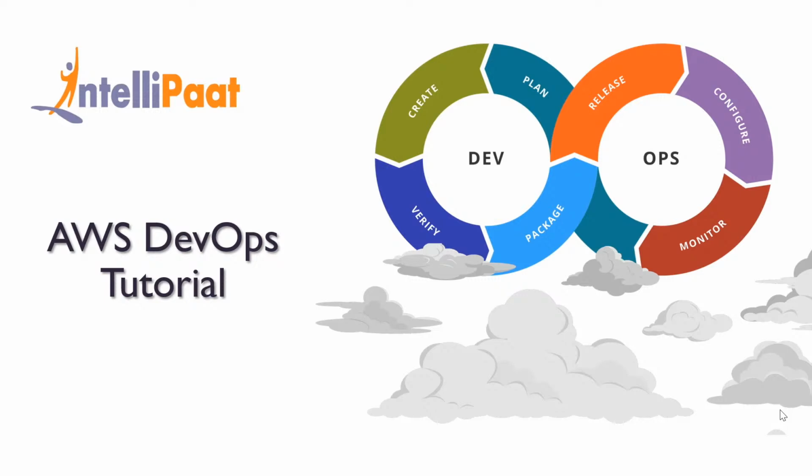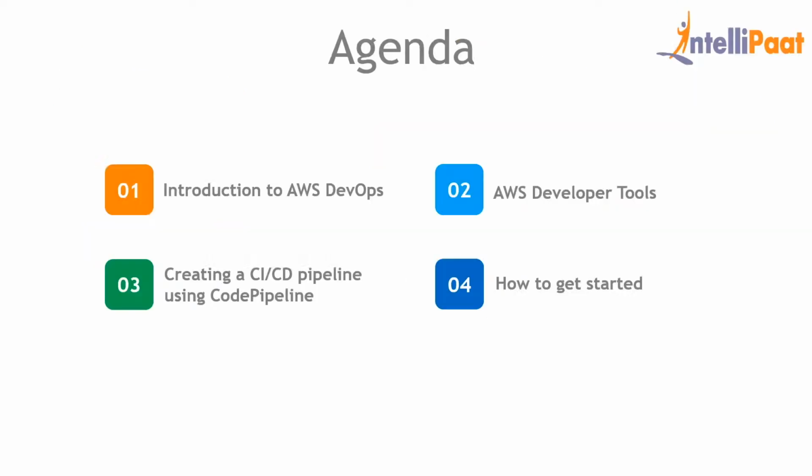First, let's look at the agenda of today's session. We'll start off with the introduction to AWS DevOps, because in the last session, the 6 p.m. session, we already saw what is AWS and what is DevOps. So I think you have an idea about that. Once the introduction is done, we'll move on to AWS developer tools and learn about CodeCommit, CodeBuild, CodeDeploy, and CodePipeline. Finally, we'll do a hands-on using CodePipeline.